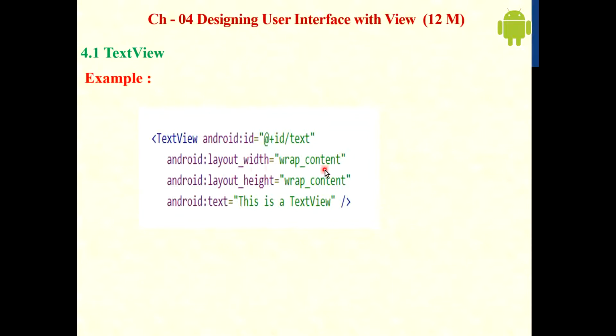Next one, layout width, layout height, and text. Width and height is wrap content, and this text is displayed in the text view. We can define a number of attributes as per your requirement. Here I simply give the example of how we can create the text view. In the first practical, we saw how to display hello world. In that program we can create one text view to display the hello world. So this is about text view.